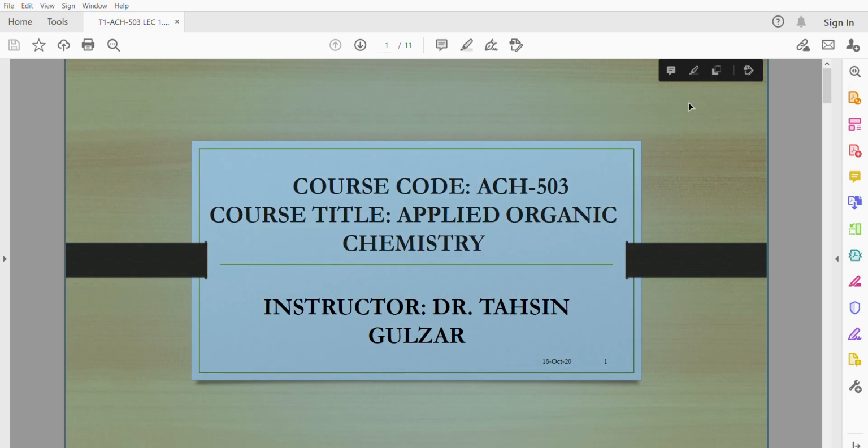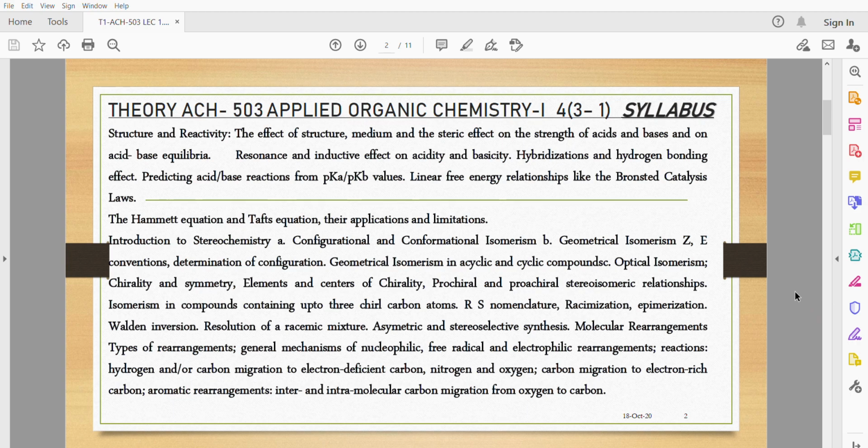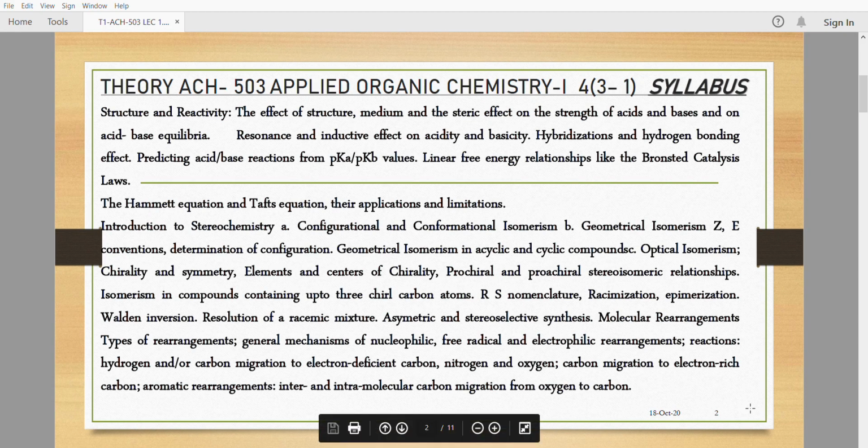Now, coming towards your syllabus, what I have to cover under the topic of Applied Organic Chemistry, this is your syllabus. You have 4 credit hours for this course. 4 credit hours mean that if each credit hour is of 20 marks, it means this has 80 marks. 3 into 20, 60 marks are for theory and 20 marks are for practical.